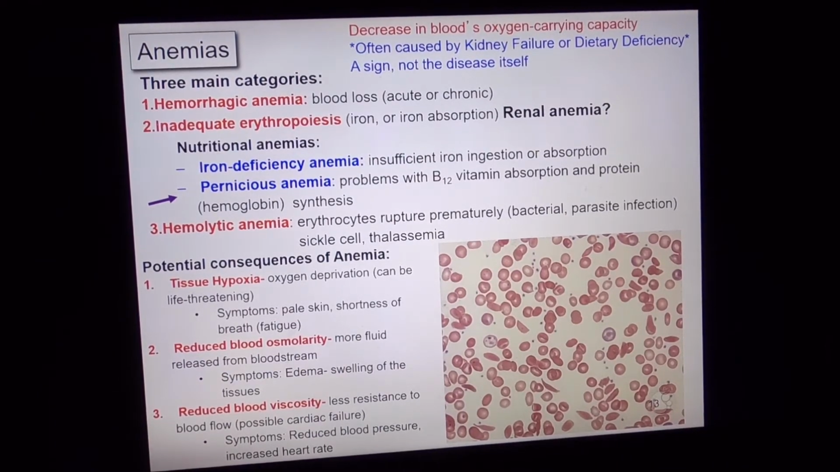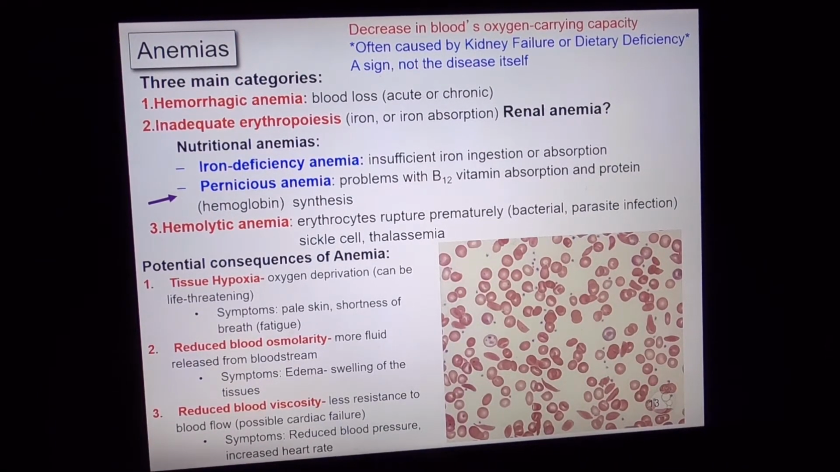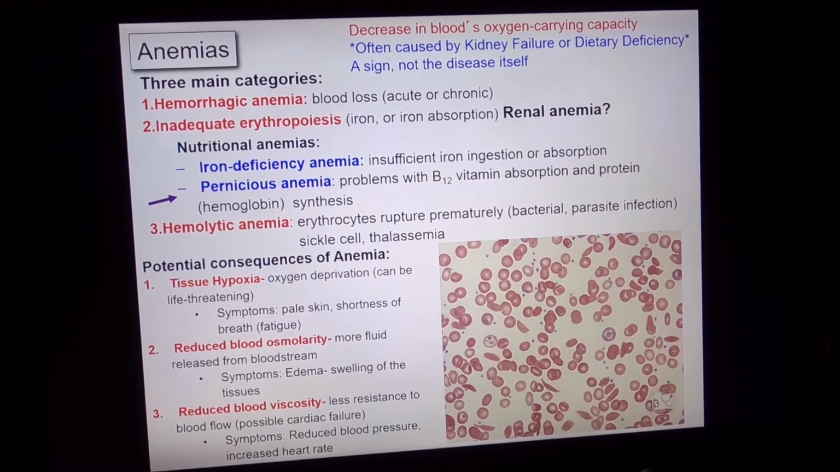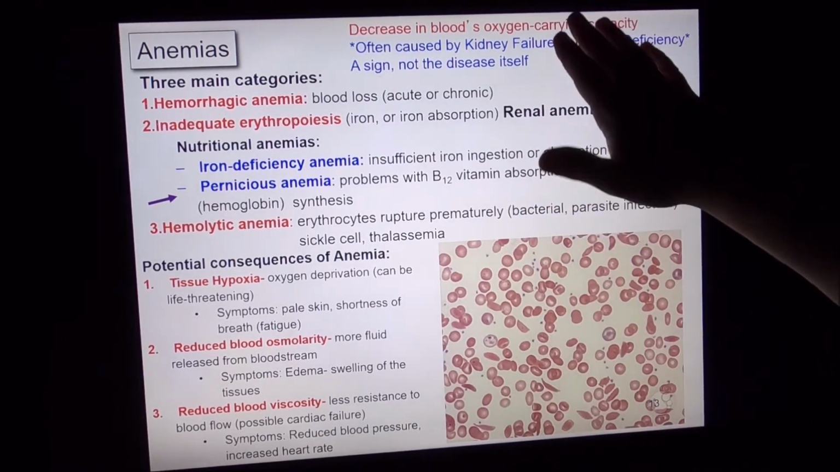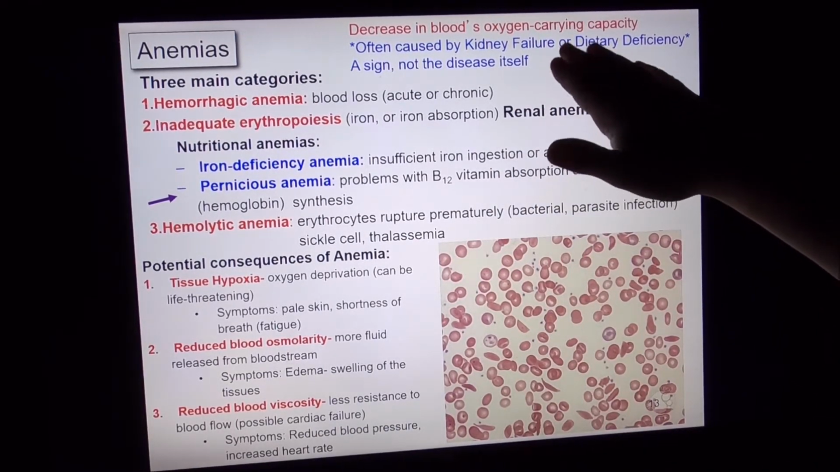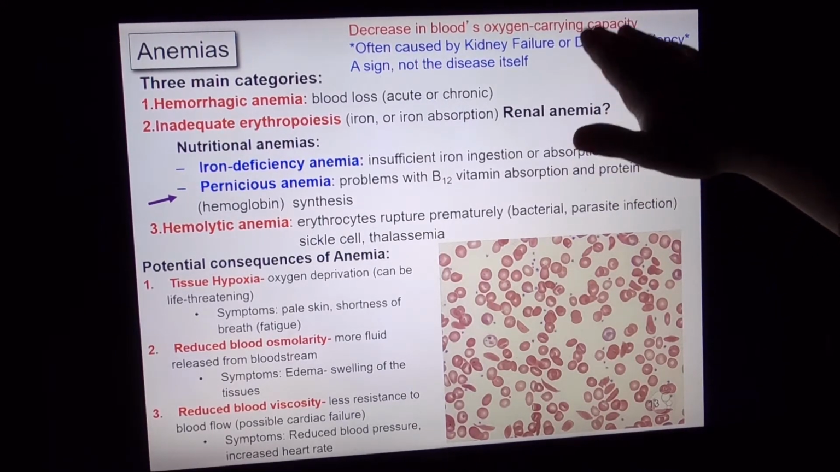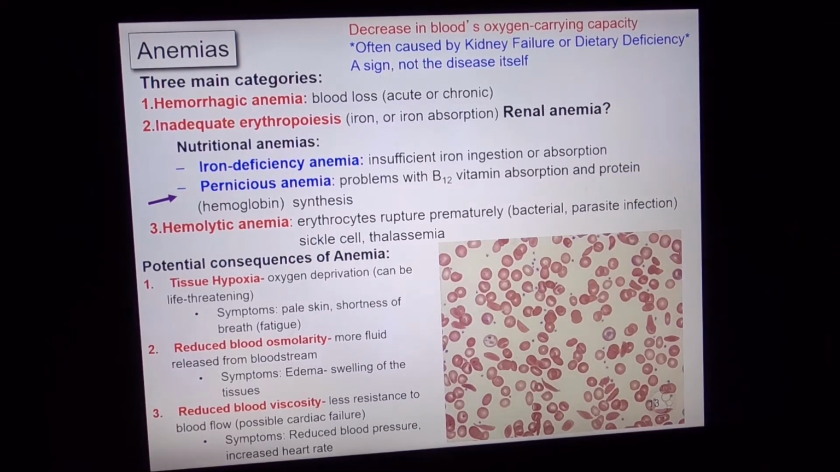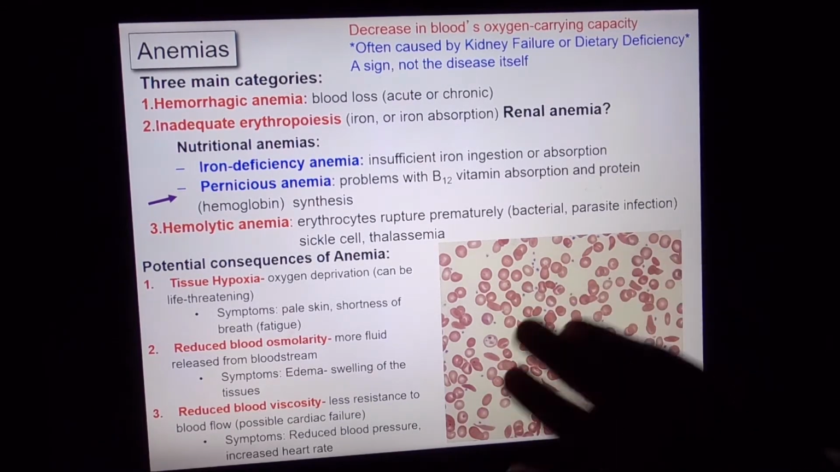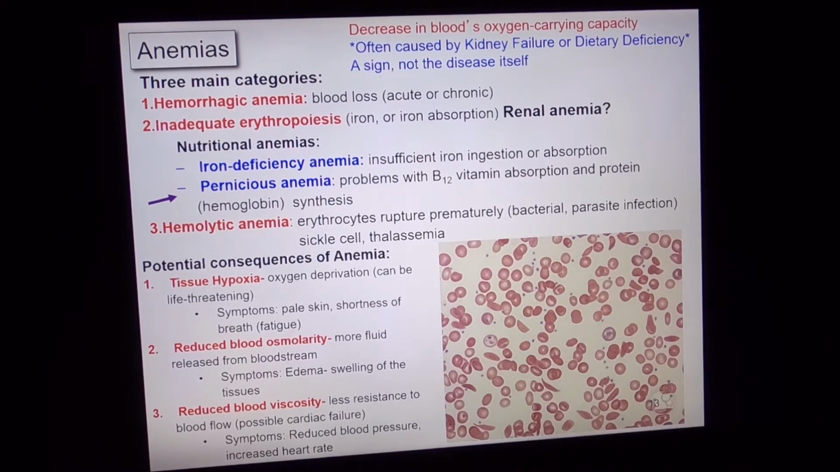All right, anemias. That brings us up to the concept of anemia. So anemia in the grand scheme is a decrease in the body's blood oxygen carrying capacity. This could be caused by a whole host of things. This is yet another example of a condition, not a disorder. Anemia is not a disorder. Anemia is a side effect of something else completely different happening.